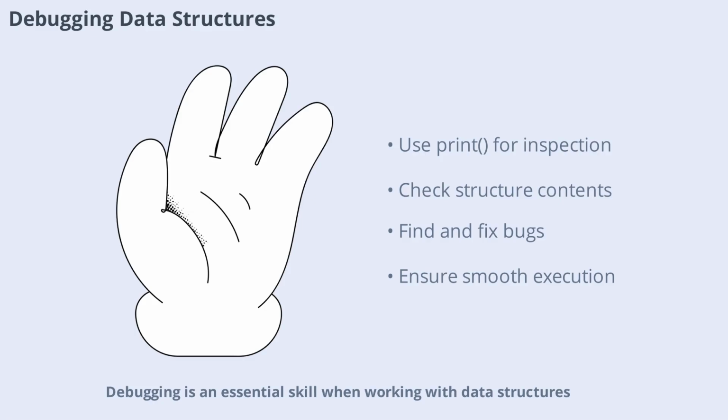Debugging is an essential skill when working with data structures. Python's print function and built-in debugging tools help you inspect the contents of your lists, dictionaries, and other structures. By understanding how your data is organized, you can quickly identify and fix bugs, ensuring your programs run smoothly.